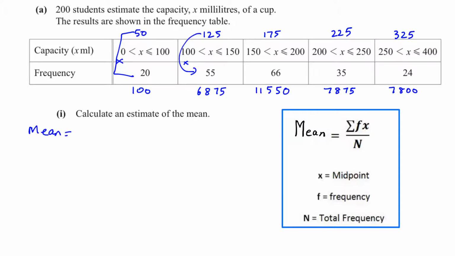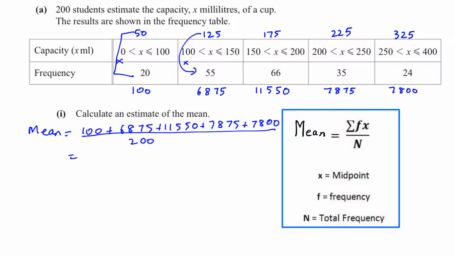Mean is equal to 100 plus 6875 plus 7875 plus 7800 divided by 200. I made a calculation mistake here. 50 multiplied by 20 is 1000. So this will give us 175.5.